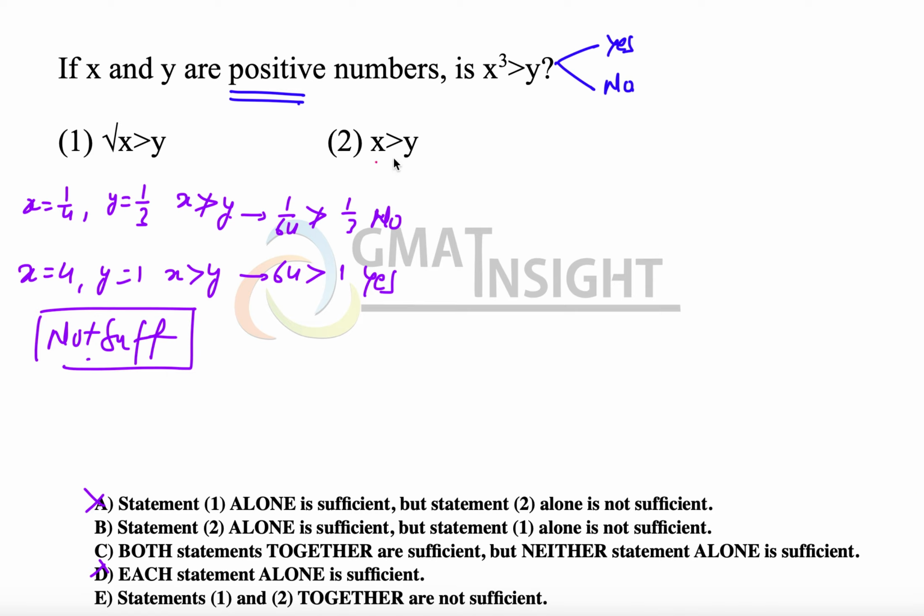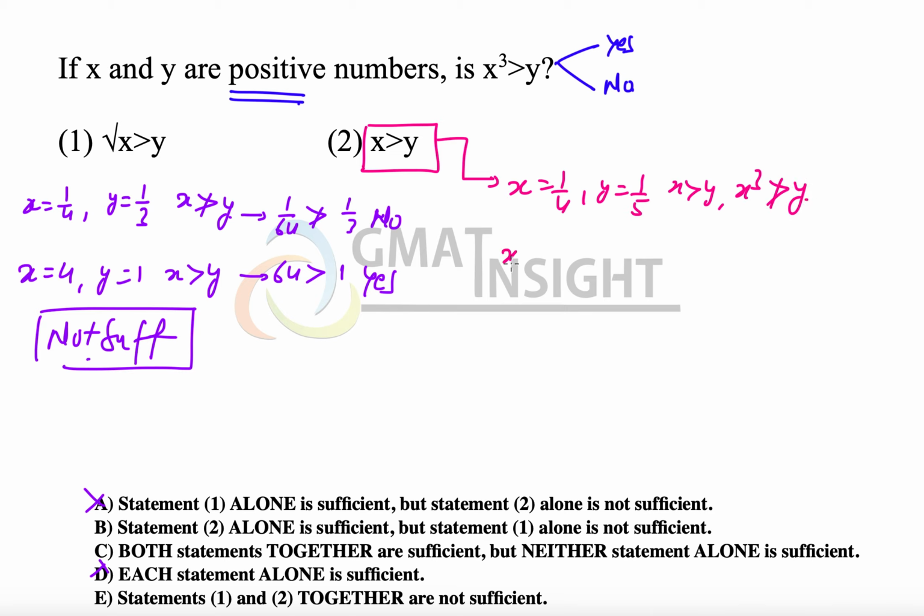Let's look at the second statement. The second statement simply says that x is greater than y. So we can still take similar types of values. For example, if we take x equal to 1/4 and y equal to 1/5, now we know that x is greater than y and x cubed is not greater than y.